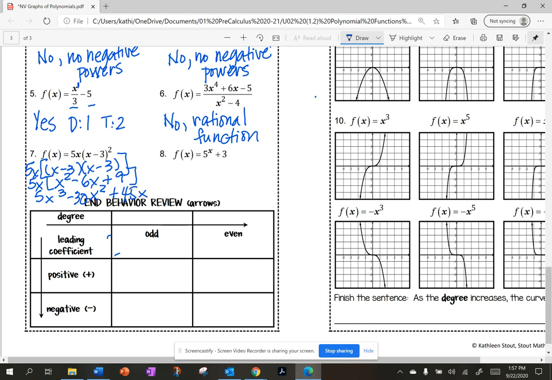Okay, so looking at my function, I say, yes, I have a polynomial. I'd say my degree, looking at the highest power, is 3. And for my terms, I have 1, 2, 3 terms.